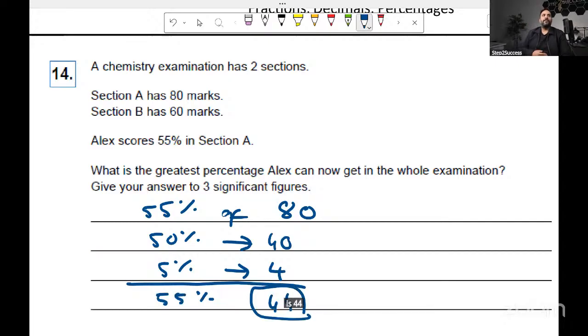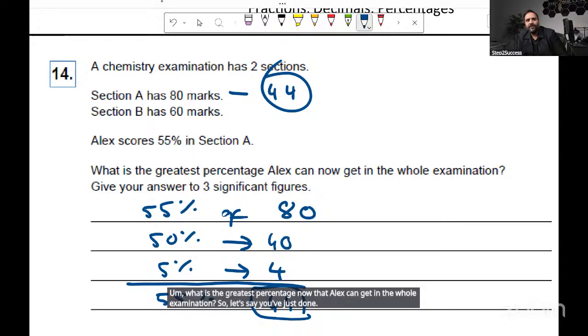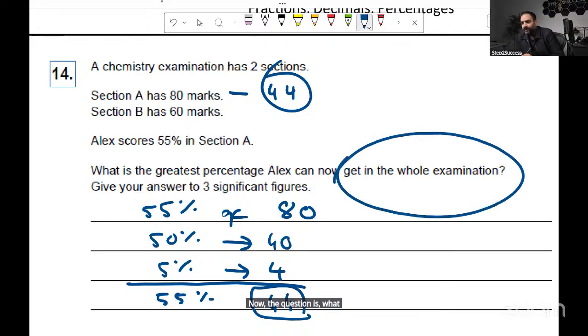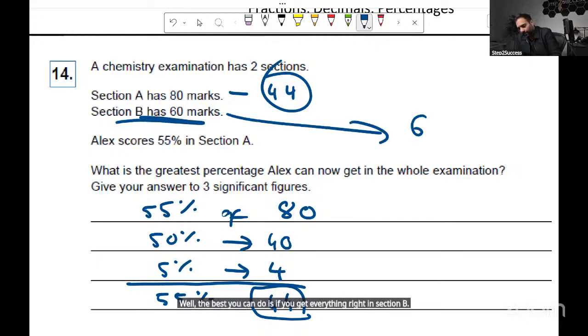So he got 44 marks in section A. Or she. What is the greatest percentage now that Alex can get in the whole examination? So let's say you've just done section A and you got 44 out of 80 marks. Now you're about to do section B. What is the best you can do now? Well, the best you can do is if you get everything right in section B. So you get all 60 marks in section B.